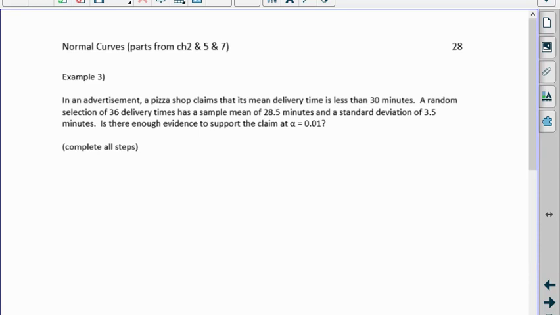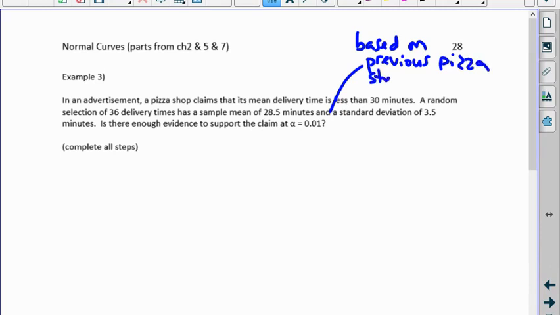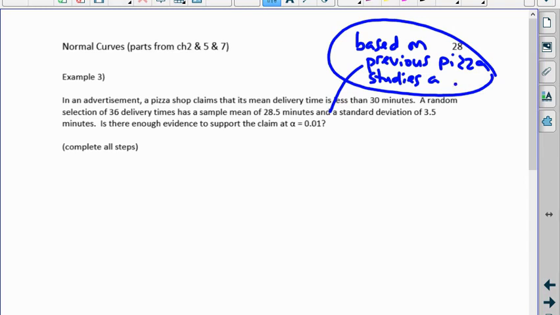Modify it. Okay, I'm going to modify this. I'm going to say sample mean of this, and based on previous pizza studies, a standard deviation of that. Okay, that right there, because it came based on previous pizza studies, that's telling you it's a sigma.